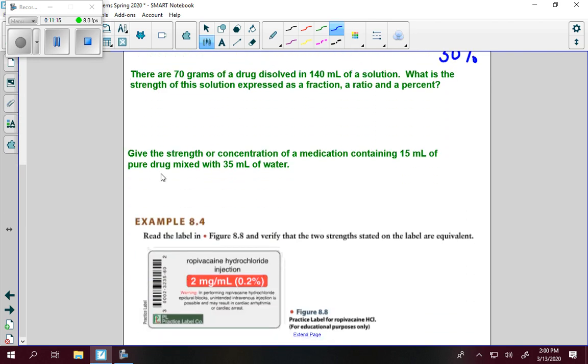All right, the next one says that there are 70 grams of drug dissolved with 140 milliliters of solution. What is the strength of the solution expressed as a fraction, ratio, and percent? Again, I always do fraction first, so I would have the pure drug to total solution.